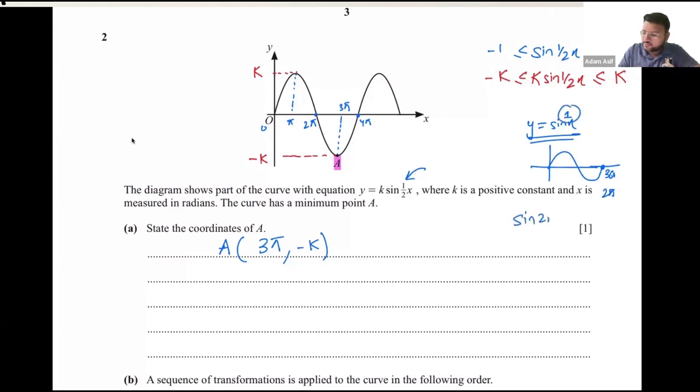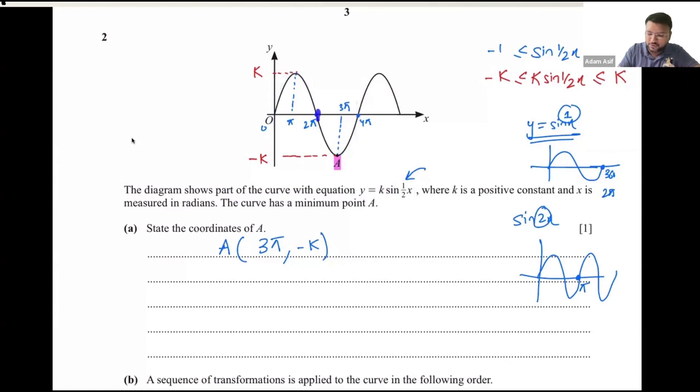Sine 2x का क्या मतलब होगा? There are two cycles in 360 degrees or 2 pi radians. Now sine 2x means there are two cycles in 2 pi, so one cycle is going to be in pi. Sine half x would mean half cycle in 2 pi. So that's half cycle in 2 pi, so another half is going to be in 2 pi. So from here, that's total 4 pi.